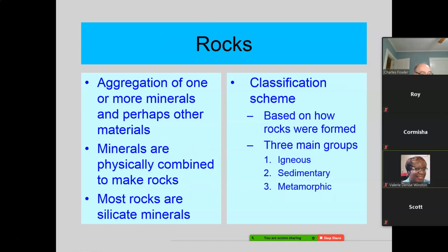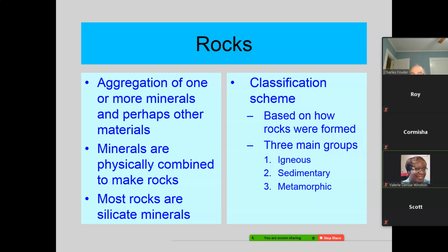Now, we've finally finished the mineral half of the chapter. I'll say half, it's not exactly half. Okay, probably a little more. Let's move now to rocks. What are rocks? Okay, you all have a pretty good idea of what they are. They're aggregations, that means combinations, grouping together of one or more minerals.